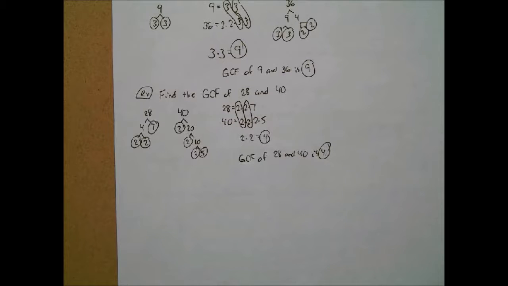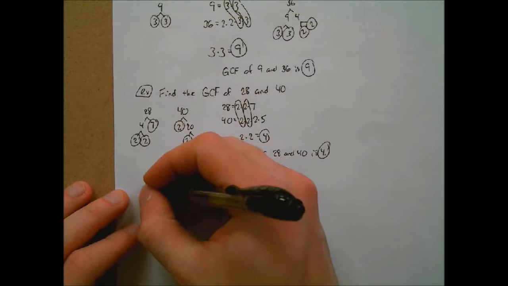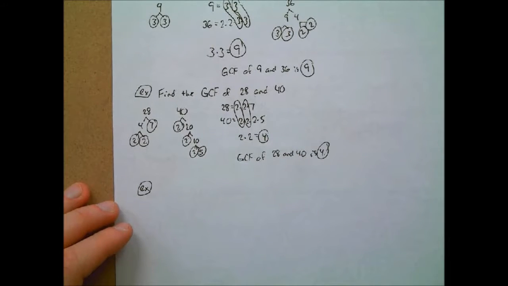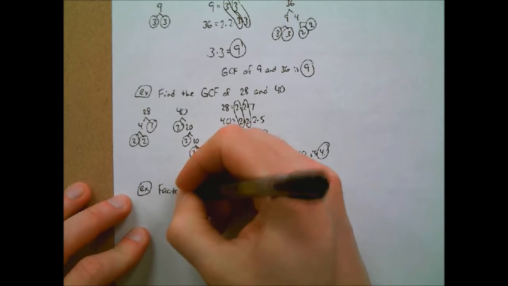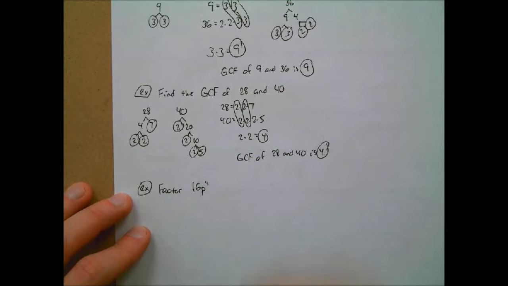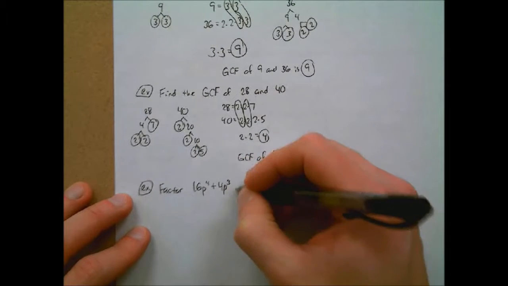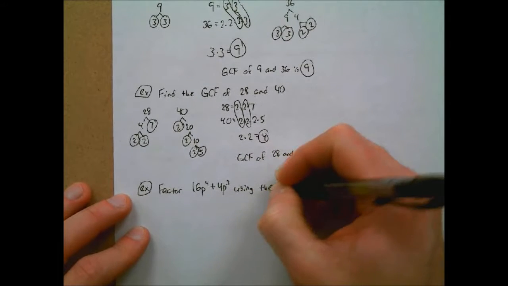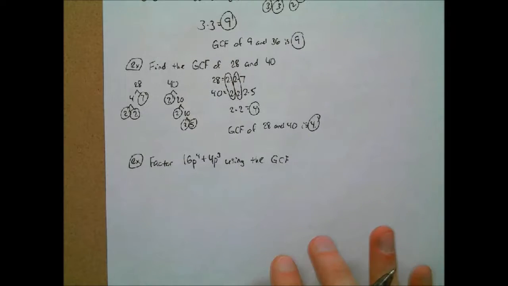All right, so let me throw a problem at you now with variables in it. Okay, let's say we want to factor 16p to the fourth plus 4p cubed using the GCF. Okay, so we have a polynomial now. In fact, this polynomial has two terms, so we would call it a binomial. Binomial. Okay. What is the highest degree? What's the degree of this binomial?